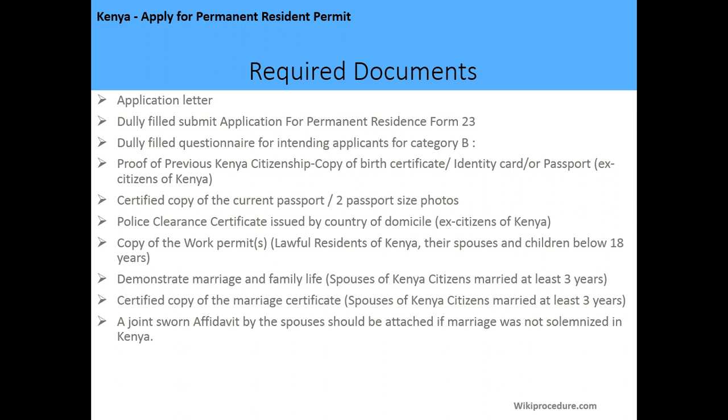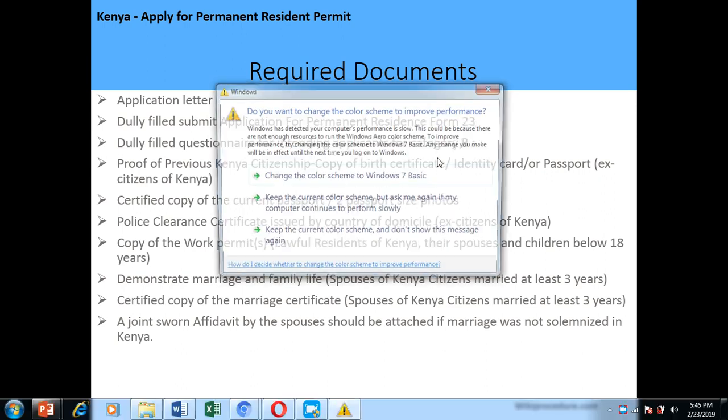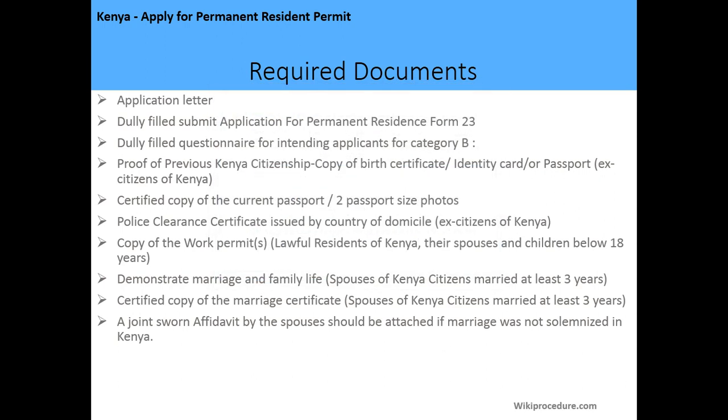You need a copy of your current passport, and a police clearance certificate issued by the country of domicile if you're an ex-citizen of Kenya. You also need a copy of the work permits to prove that you've been in Kenya with a work permit visa and you've been residing in Kenya. You also need to show that your spouse and children are in Kenya legally.